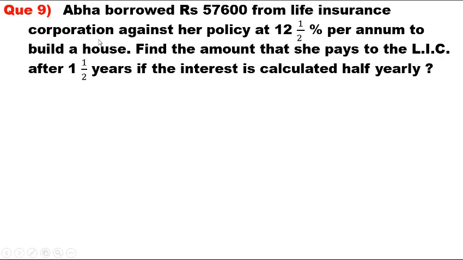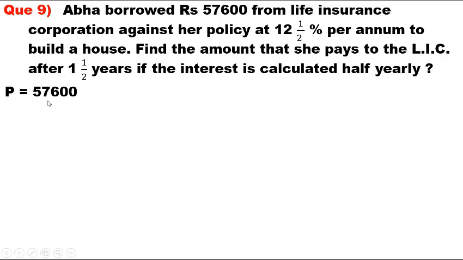Question 9. Abha borrowed rupees 57,600 from the insurance corporation against her policy at 12.5% per annum to build a house. Find the amount that she pays to the LIC after 1.5 years if the interest is calculated half yearly.